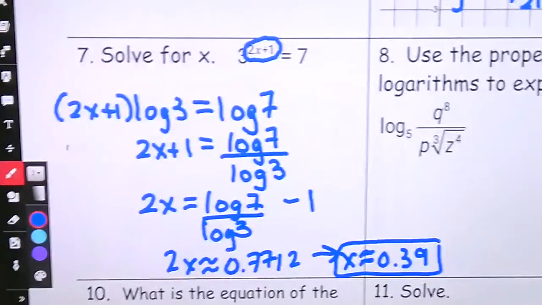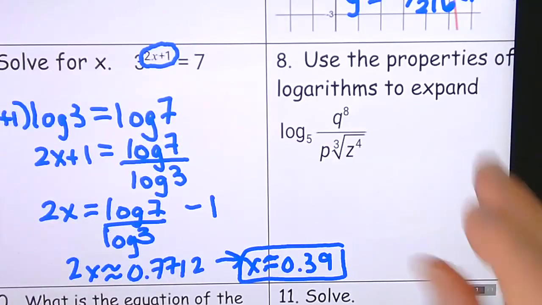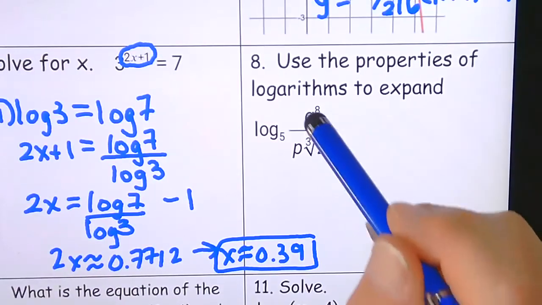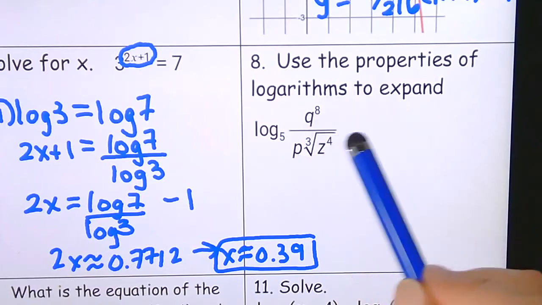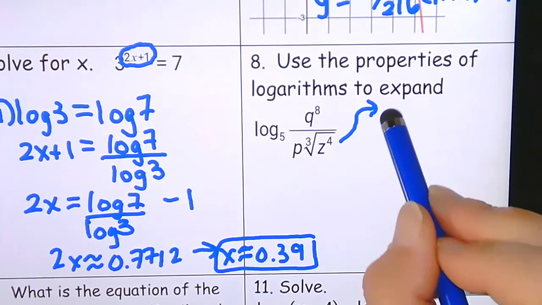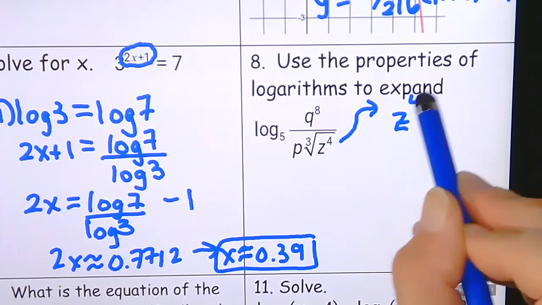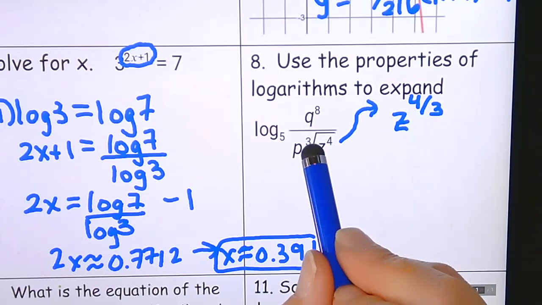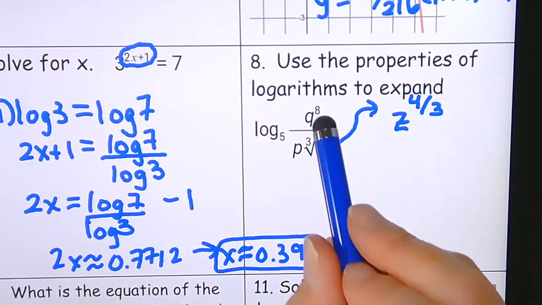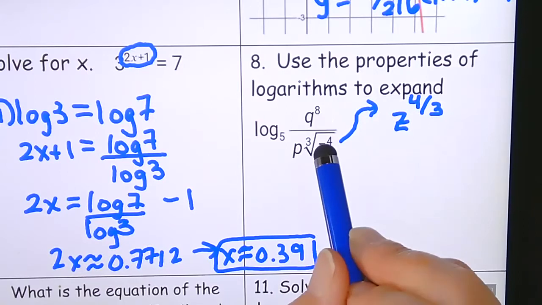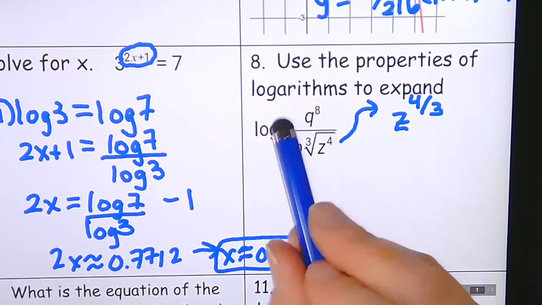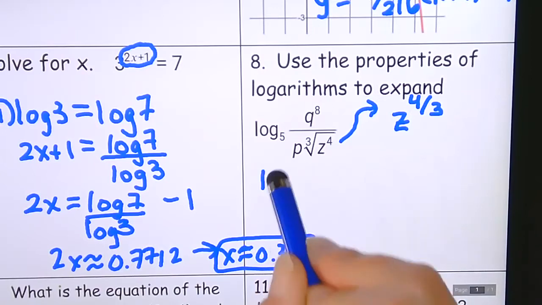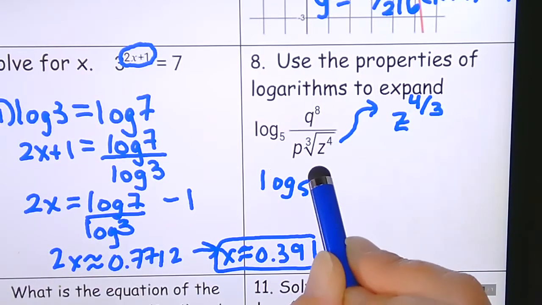On number 8, we're trying to expand this. So I'm going to have a log for my q, a log for my p, and a log for my z. And just a little reminder here, this z is being raised to the power 4 thirds. 4 because of the power, 3 because of the index. Anything on top is going to be added, and anything on bottom is going to be subtracted. So I'm going to have log base 5.